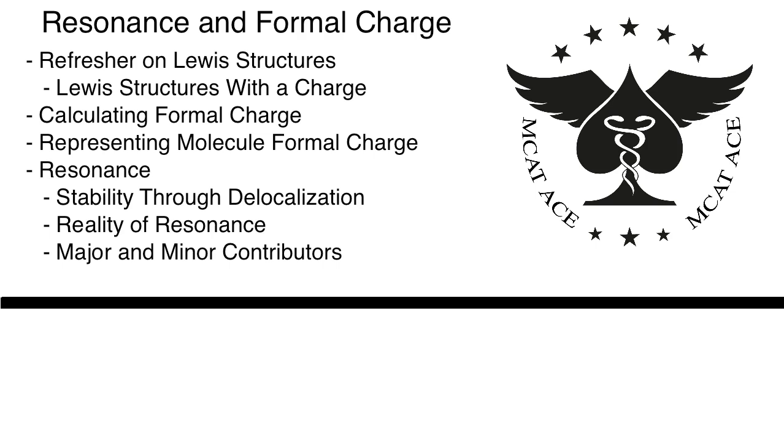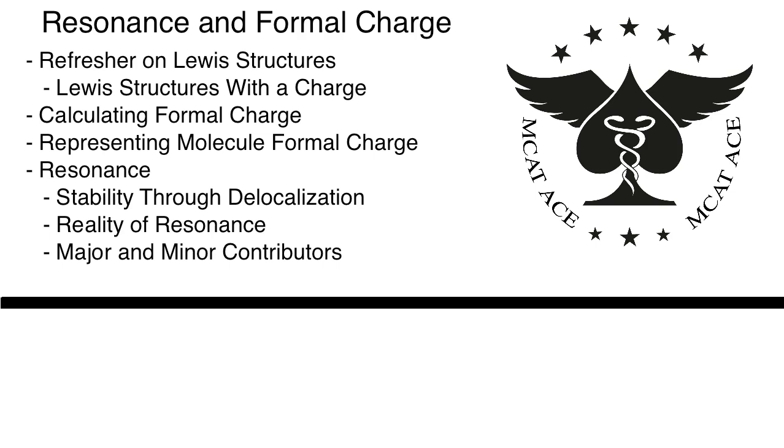Once we have Lewis structures that involve a charge, we will look at calculating the formal charge on the individual atoms in that structure. And then we will look at how we represent, this will be pretty brief, the molecule's formal charge as a whole. So if I have an entire molecule, that molecule has a formal charge associated with it, along with the individual atoms inside the molecule. And you sum all of those up together, you get your total formal charge for the molecule. And then we're going to take a detailed look at resonance and what resonance is.